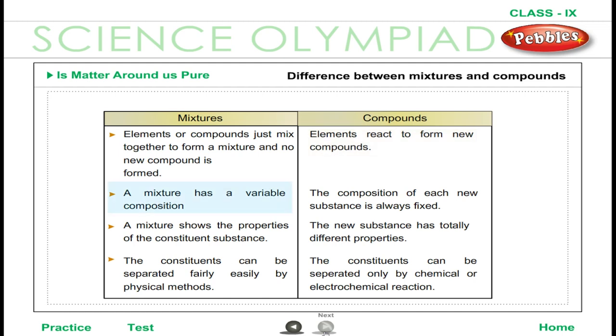A mixture has a variable composition. The composition of each new substance is always fixed. A mixture shows the properties of the constituent substances. The new substance has totally different properties. The constituents of a mixture can be separated fairly easily by physical methods. The constituents of a compound can be separated only by chemical or electrochemical reaction.